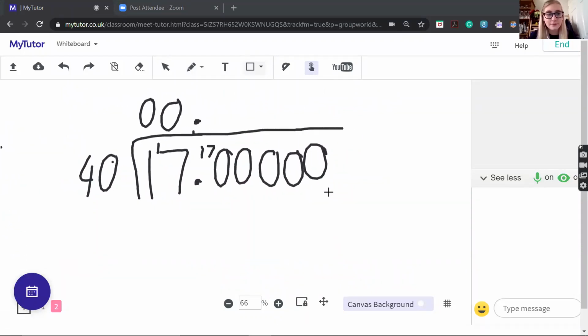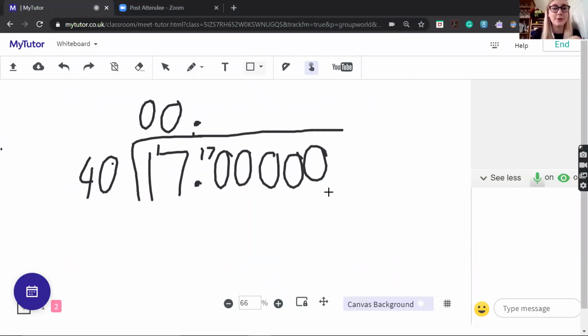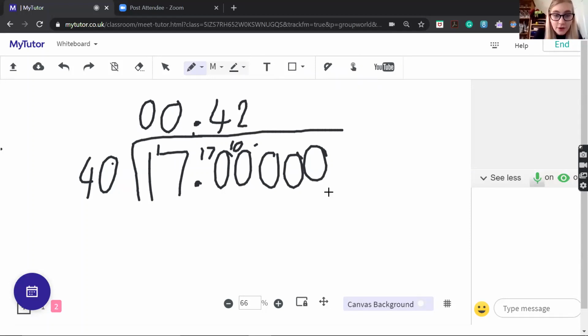Cool. So back to this one. Now we're looking at 40s into 170, and I can see a couple of people have got it on the chat already, which is amazing. So this is going to go 4 times because that makes 160, and then we have 10 left over. So then it's 40s into 100, which is 2, with 20 left over. And then it's 40s into 200, which goes 5 times, with nothing left over. And as soon as we've got nothing left over, we're done. We don't need to use the rest of these zeros. We don't care about them anymore. What we've got now is this.